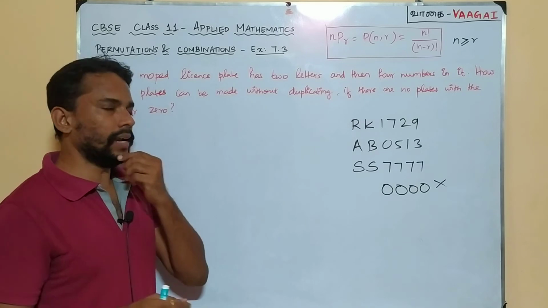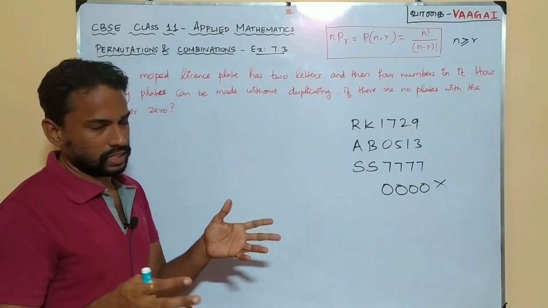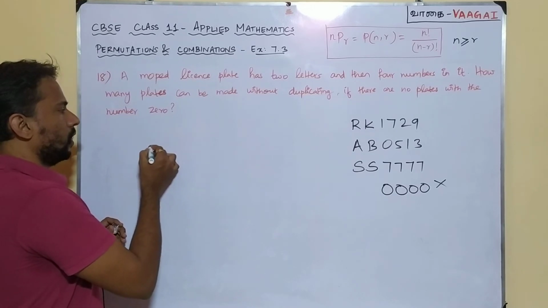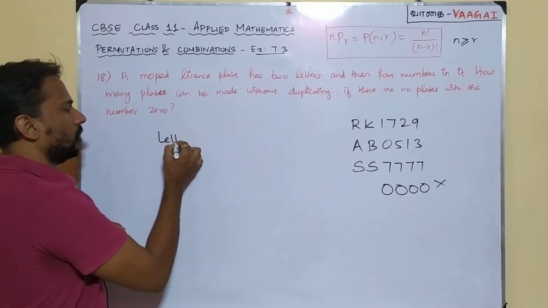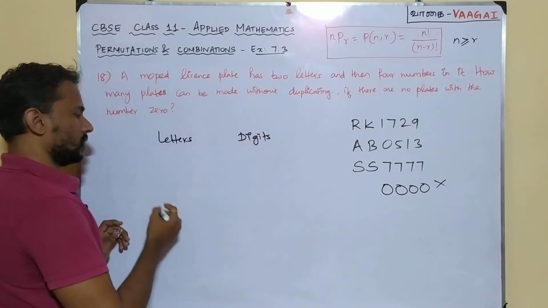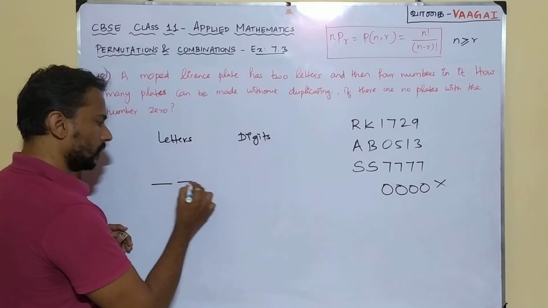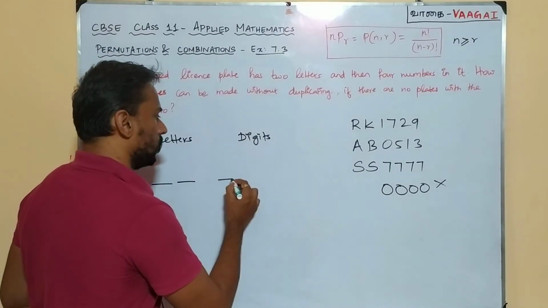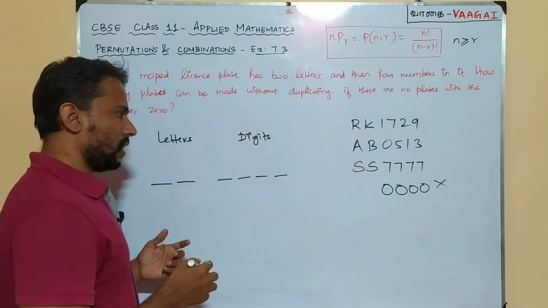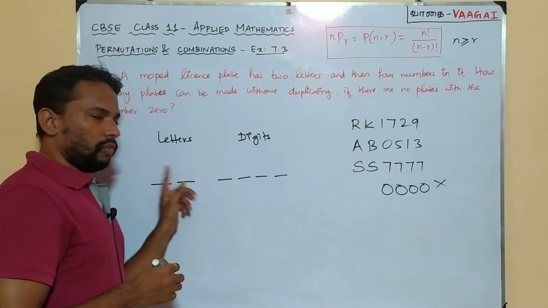So let us now handle this question in a very technical way. We have got letters and then digits, and we'll work on them separately. First of all, how many letters? There are 2 letters, and for digits there are 4 digits. So first we'll come to the letters case.